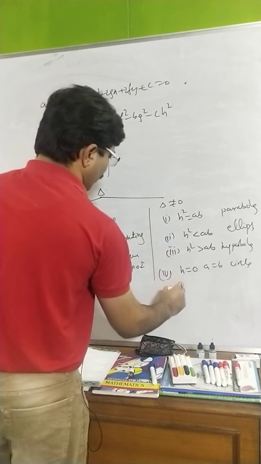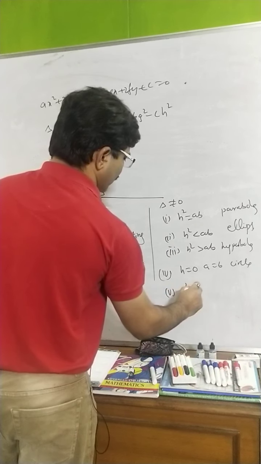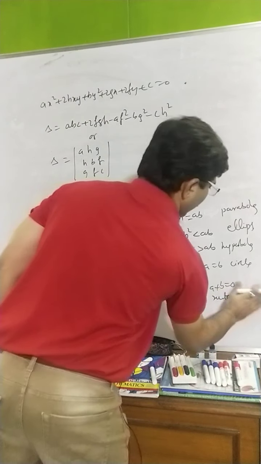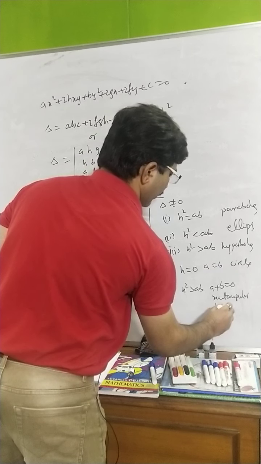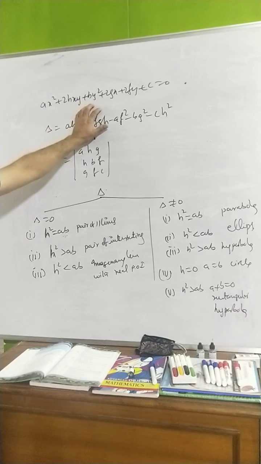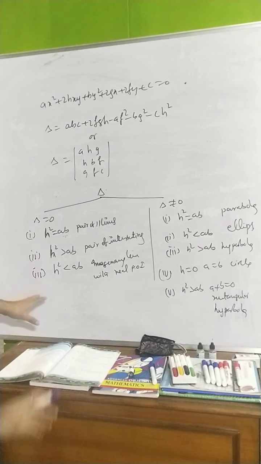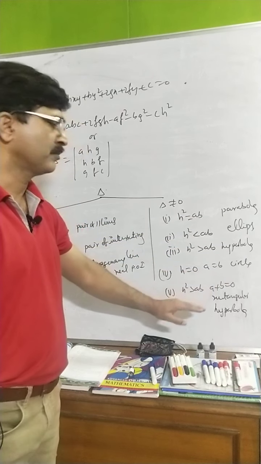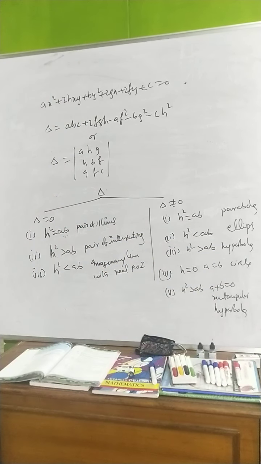Another case is also there. Please remember, the fifth one, people are going to say like this also: h square greater than 0, a plus b is equal to 0. They'll say that it is a rectangular hyperbola. I'll write here clearly: hyperbola, rectangular hyperbola. These are the cases you see here. If this type of equation is given, one is related to delta equal to 0, the other one is not equal to 0. In not equal to 0 also, please remember parabola, ellipse, hyperbola, circle, and also rectangular hyperbola we have.